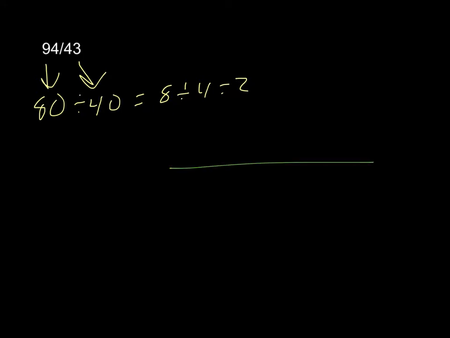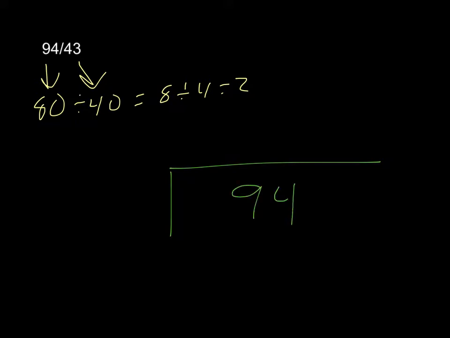94 divided by 43. Just like last time, I'm going to round down. 94 rounds to 80. 43 rounds to 40. 80 divided by 40 is the same as 8 divided by 4, which is 2. And let's set up the table.